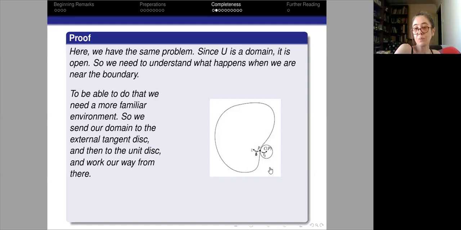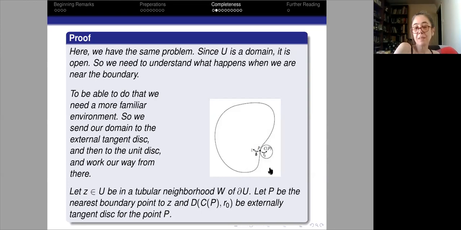So to do this, let's take a point in the tubular neighborhood W of the boundary. We want to understand what happens when the point is near the boundary. So let us take a point z near the boundary in W. Let P be the nearest boundary point to z. We said that this point exists and it is unique. And let D(P, R0) be the external tangent disk for the point P.